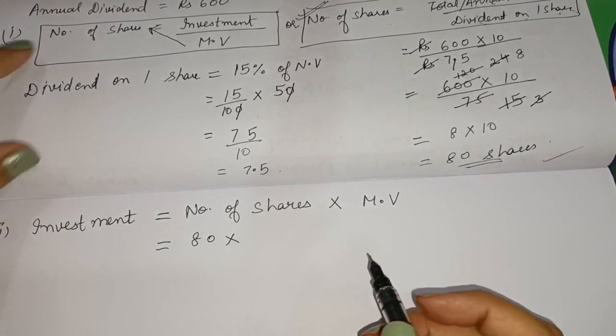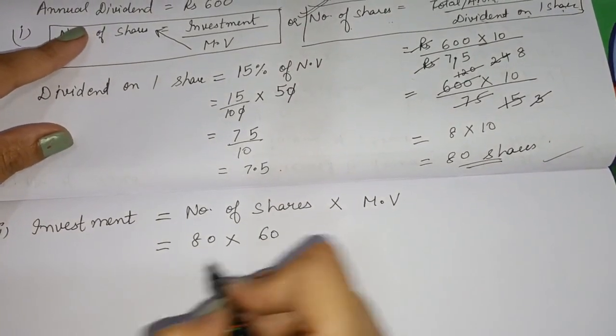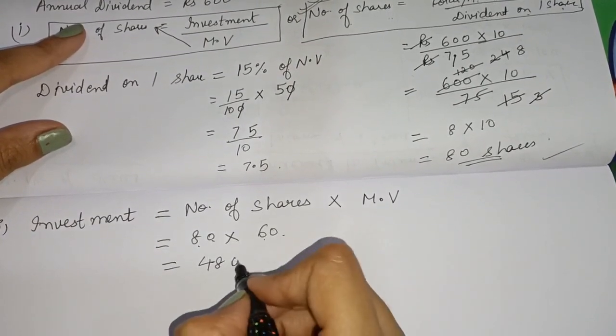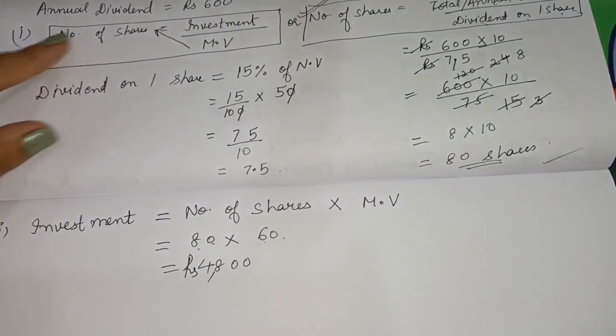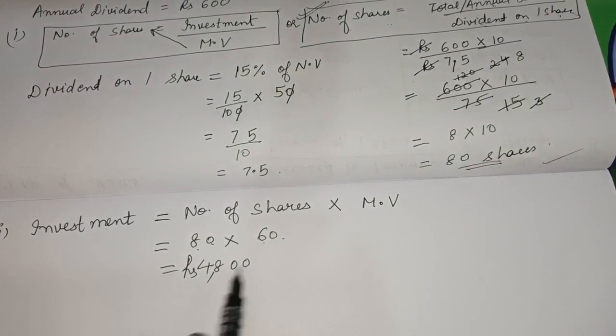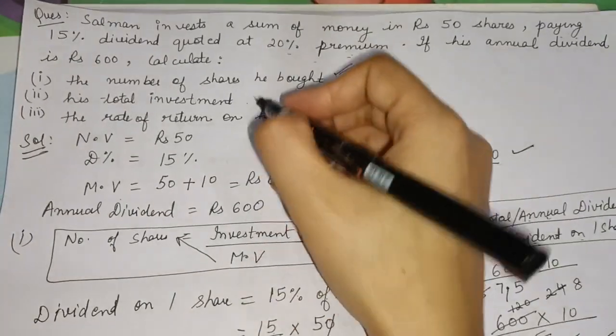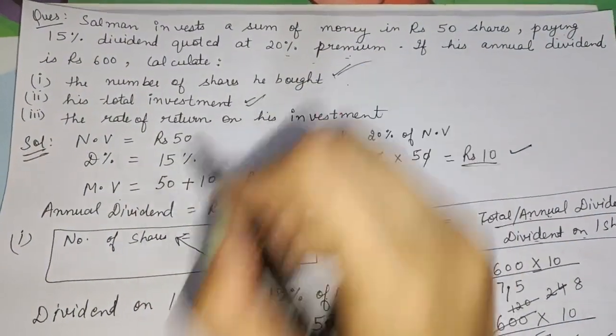Number of shares just now we have found 80. MV is given to us. MV is equal to 60. So 6 into 8 is 48. 2 zeros will write. So 4,800. Investment is equal to 4,800. Like this you can write. Now second part is also done. First part is done. Second is done.